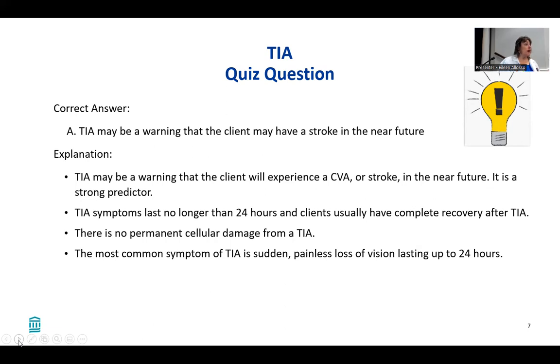TIA symptoms, if they last longer than 24 hours, you're either going to see some cellular damage on an MRI, which means it actually was a stroke, or it's going to be another cause. And people can have lots of reasons why they have stroke symptoms. They can have an old stroke and a UTI, and because of the stress on the brain, the old symptoms come back into play. They can have encephalopathy, which will mimic stroke symptoms. They can have seizures, which can mimic stroke symptoms. So you want to make sure that you know what's going on. The MRI is a bit more definitive in defining the stroke.